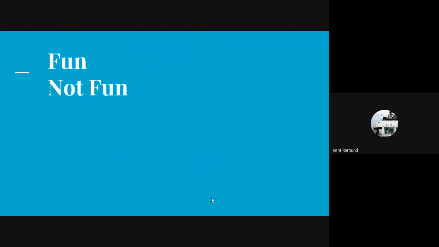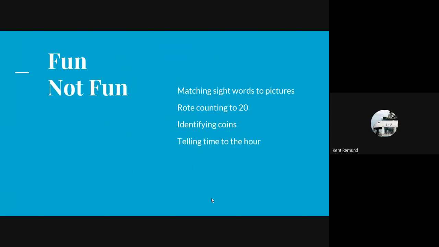Okay, this slide got a little messed up. The not fun is actually supposed to be on the right column, and the fun is supposed to be on the left column. So use your imagination a little bit here. Let's talk about some things we do in class that are not fun and that are fun. How about matching sight words to pictures? Super fun. Rote counting to 20. Oh my goodness, I woke up this morning thinking, I can't wait to count to 20. Identifying coins. Telling time to the hour. You guys are so jazzed. This is so fun, right? Days of the week. Now those things may be important, but they're maybe not the most fun things to communicate about, right?